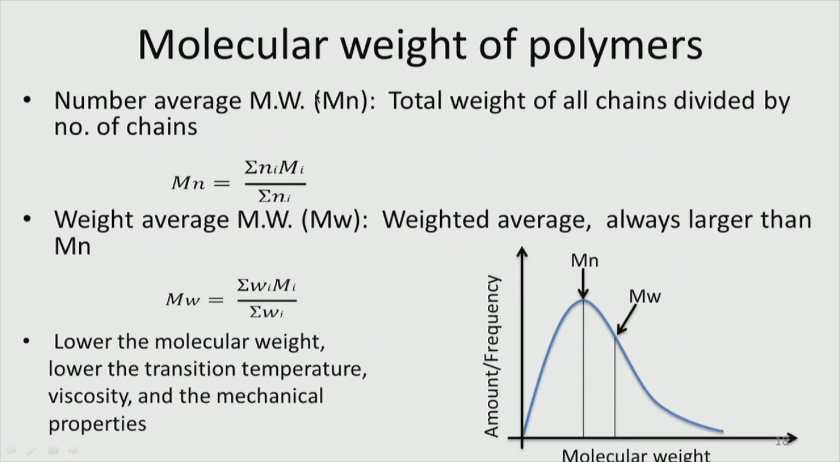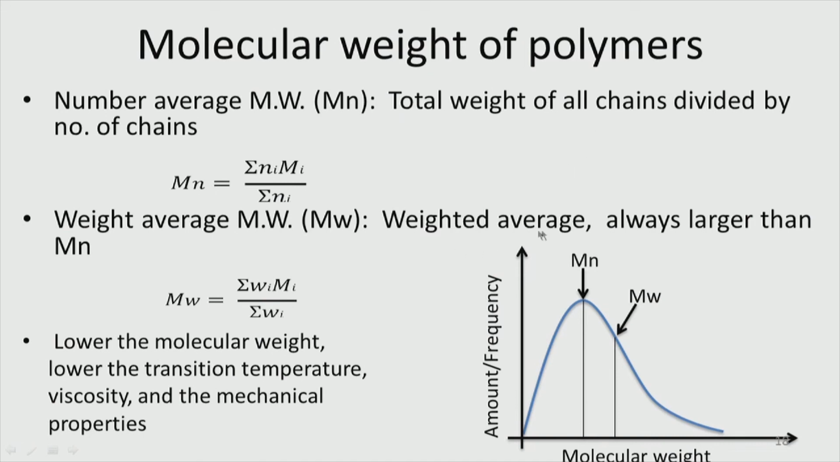Polymers have two types of molecular weights. In fact, they can also have three types of molecular weights. Mostly, one is called the number average molecular weight, represented as Mn. The other one is called the weight average molecular weight. Number average molecular weight is the total weight of all chains divided by the number of chains. NiMi means some chains have a certain molecular weight, some chains have another molecular weight. So, you multiply and sum it up and divide by the number of chains, and that gives you the number average.